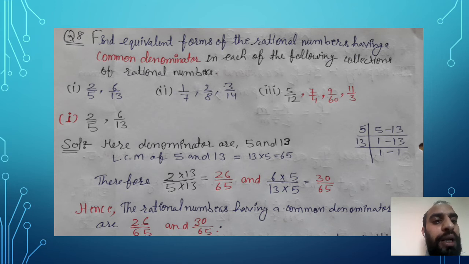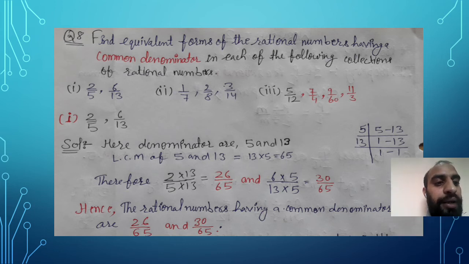Third is 5 upon 12, 7 upon 4, 9 upon 60, 11 upon 3. You can see, my dear student, in all such cases your denominator is different. So to make the denominator same, we need to take LCM. This part you did in class 6 even, but for your understanding I did this LCM part in rough area.